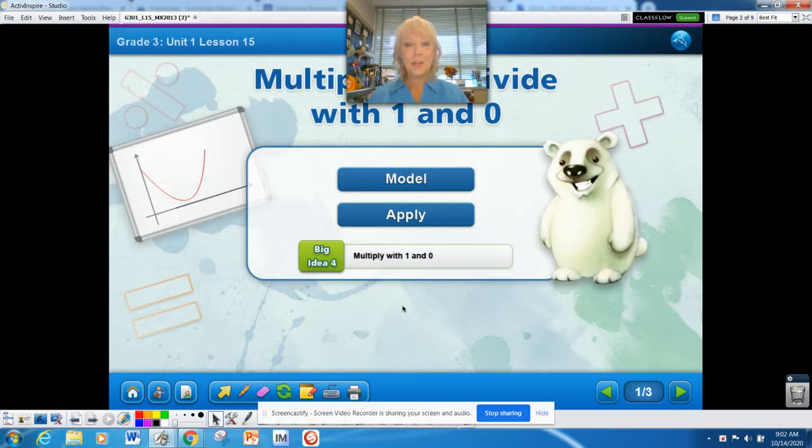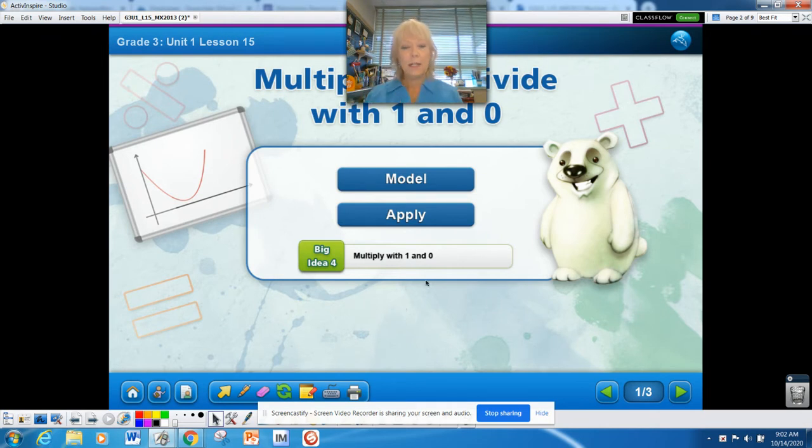Okay, today we are working in Unit 1 on Lesson 15 in your math book. Those would be pages 66, 67, and 68. The big idea is to multiply with 1 and 0. We're going to use what are called our multiplication properties and division rules as a strategy in order to multiply and divide with 1 and 0.